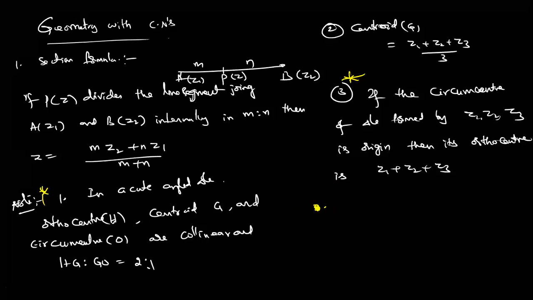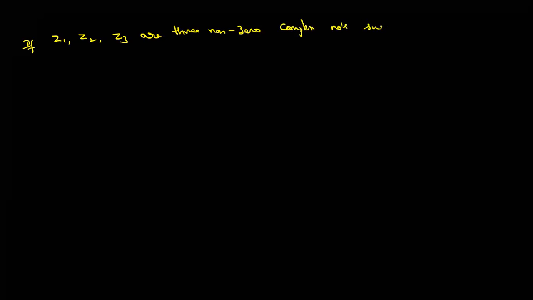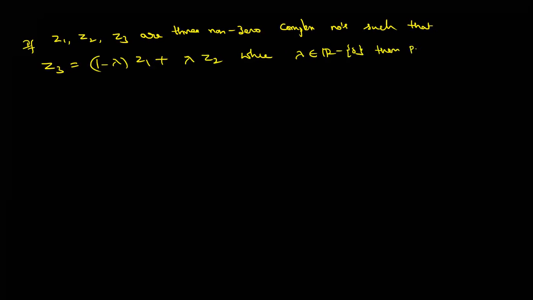Dear students, I'm giving a question based on the section formula. Write down, otherwise you can copy it later. Write down the problem. Generally, sometimes they ask questions like this one. Z1, Z2, Z3 are 3 non-zero complex numbers such that Z3 is equal to (1 minus lambda) into Z1 plus lambda into Z2, where lambda belongs to R minus {0}. Then prove that Z1, Z2, Z3 are collinear.